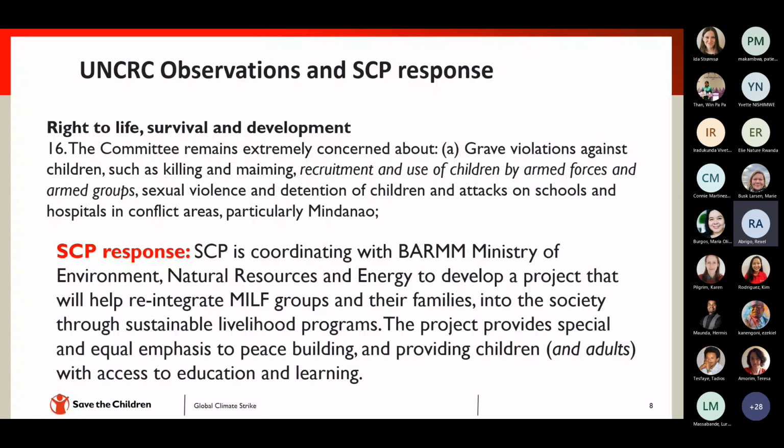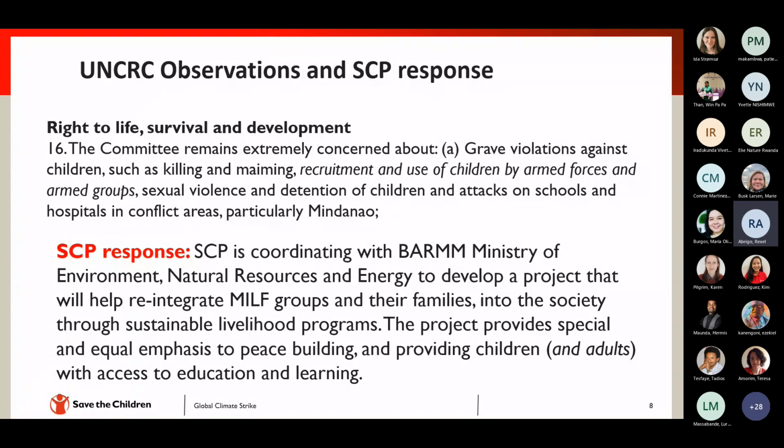So what SCP has been doing, even before we saw the observations from the CRC, is that we are already trying to engage them and develop a project with them to reintegrate the combatant groups of these militant groups and use sustainable livelihood programs as a platform to reach out to them. And by doing so, the BARMM Ministry of Environment and Natural Resources and Energy was very eager to work with us and to establish this sustainable livelihood program.